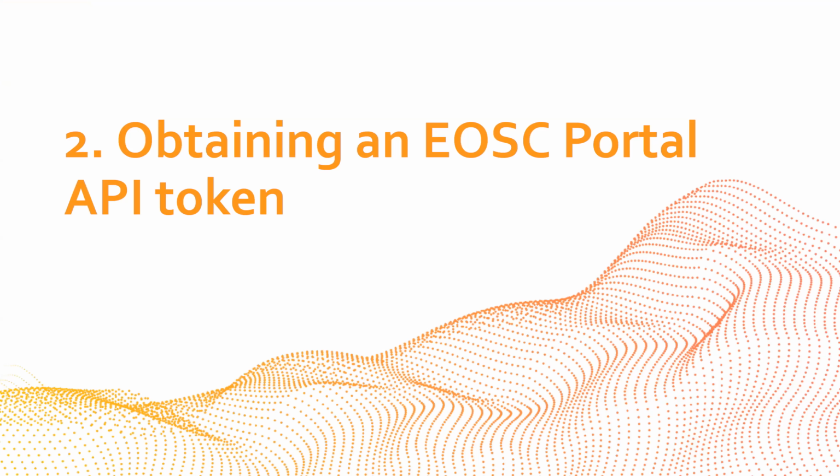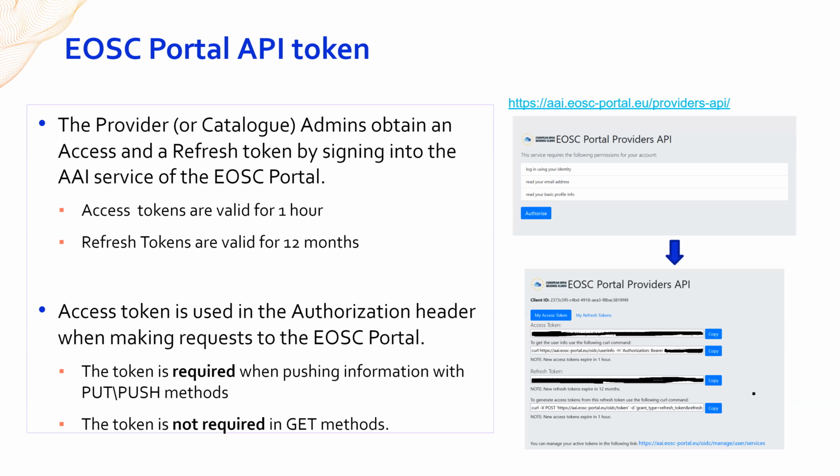So how to get an API token? You use the AAI. You log in to the AAI. Here is the link. I don't know if you can see my mouse. I'll show you the demo later. You use the API where you can issue an access token. This access token is valid for 1 hour, and then you can also issue a refresh token, which is used to produce a new access token. The refresh token is valid for 12 months, so you can use it in your scripts.